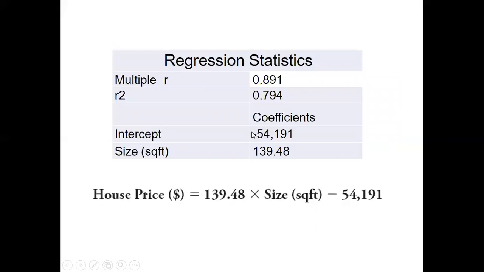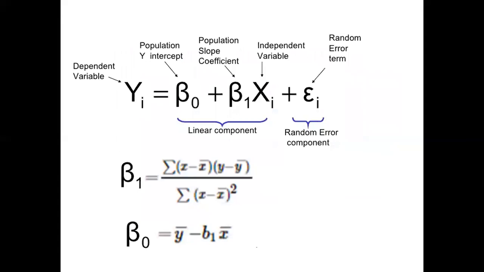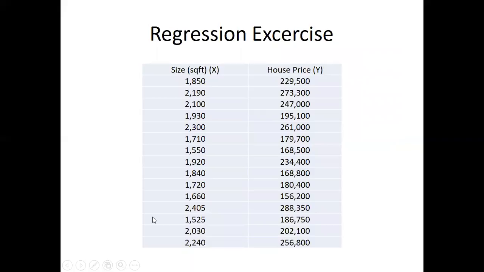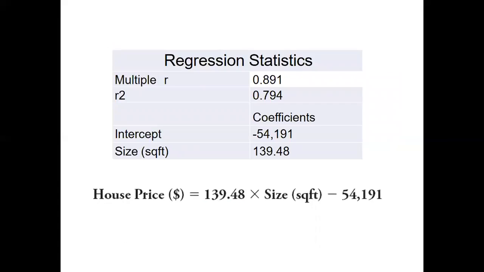Then next, using the formula I have shown you here, slope and intercept, we can calculate the values. The intercept will be minus 54,919, and now 191 is the slope for the size.